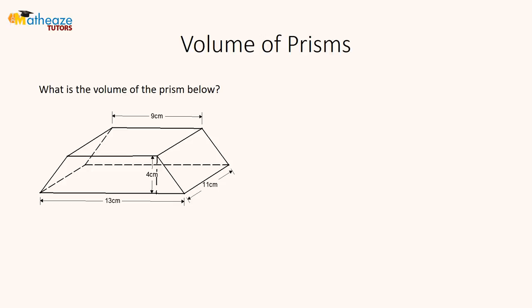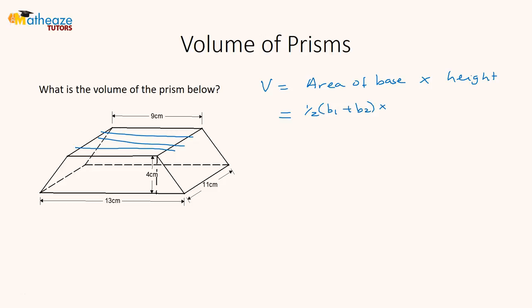So let's look at the volume of the prism below. So the volume is area of base times height. So for the area of the base here, we're going to look at the trapezoid, because if I have a cross section around here, I'm going to get a trapezoid every time. So that's going to be our base. So area of the base is 1/2 B1 plus B2 times height, and then we multiply by this height of a trapezoid here, which I can call H1.